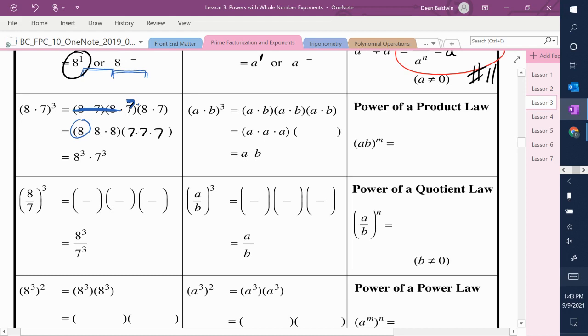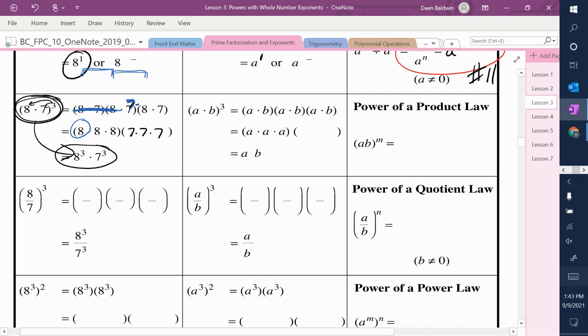So we have 7 times 7 times 7, which is 7 cubed. How do I go from here to here without doing all this junk in the middle? What's the shortcut? I just want to go from here directly to there. How do I do that? Add the exponent to both numbers. Yes, this exponent goes to both numbers.